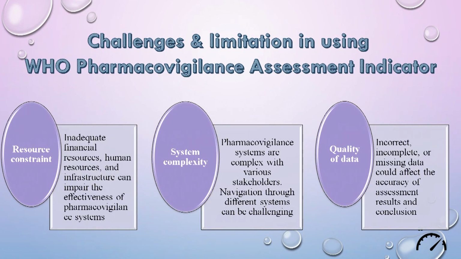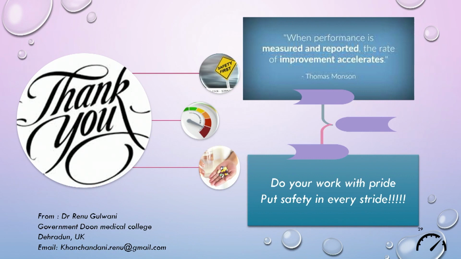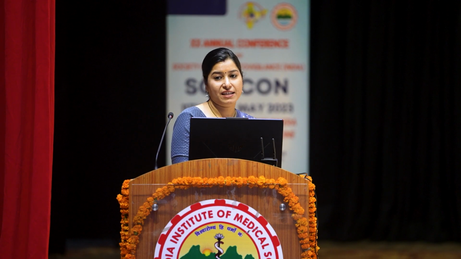The system should be simplified so that each and every person, up to the consumer level, can report very easily, and the constraints should be removed. With this, I can say that India needs a performance report which should be measured and reported, because performance can increase improvement. So with this wrap up, I could say that we all must do our work with pride, putting safety on every side. Thank you so much from my side.